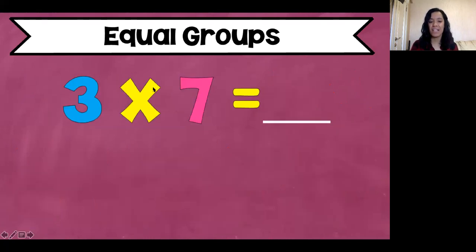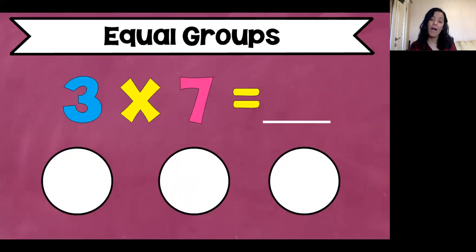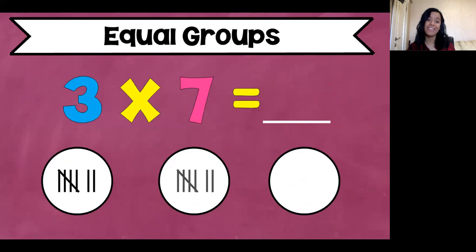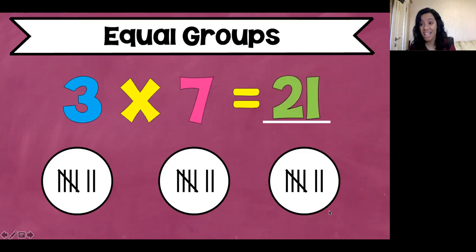3 times 7. So how many circles do I need to make? 3. How many in each circle? 7. Well done. Again, I can go ahead and count them all, okay? Or I can do 7 plus 7 is 14, 15, 16, 17, 18, 19, 20, 21, okay? There are many ways that you can get to your answer, but your answer is always going to be within the equal groups, okay?